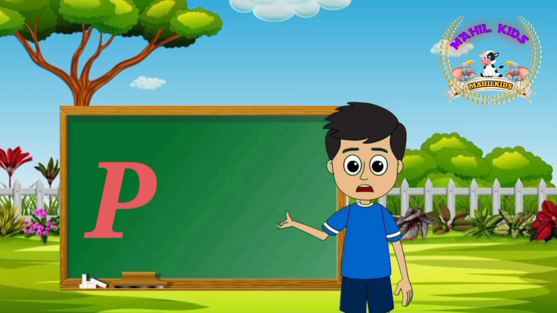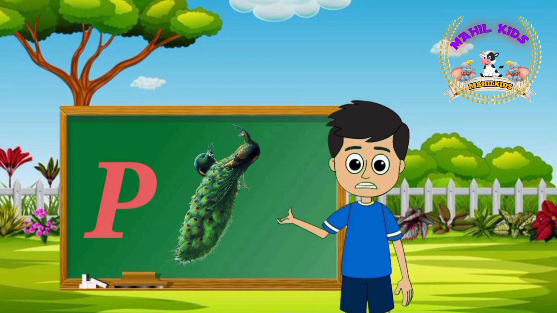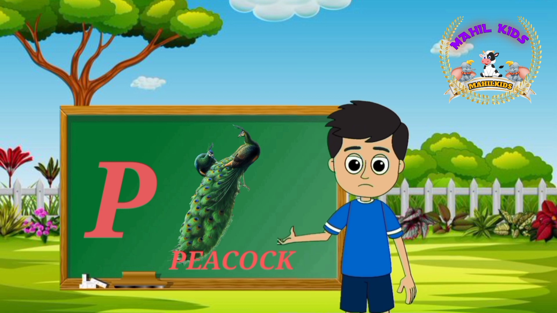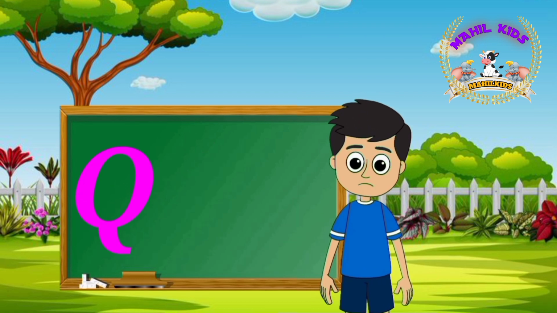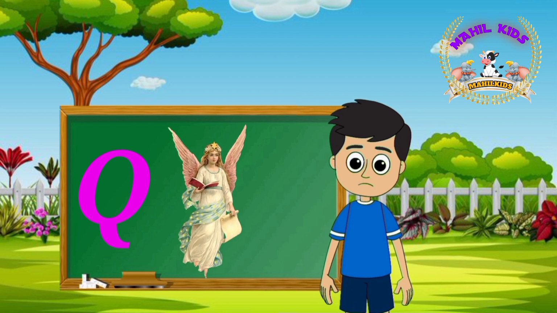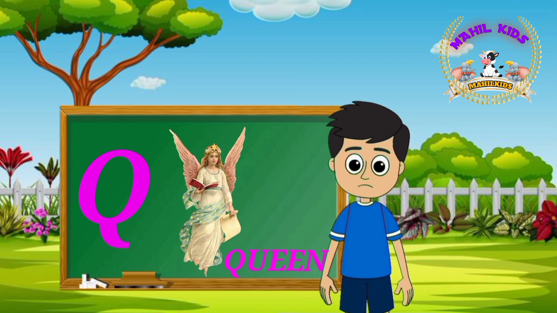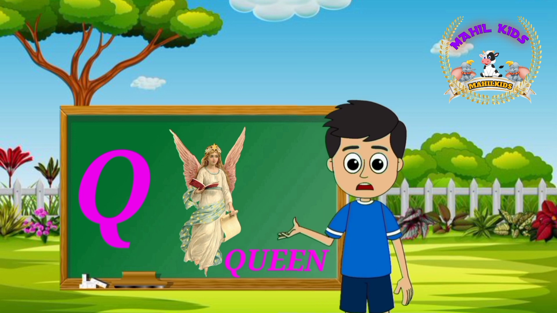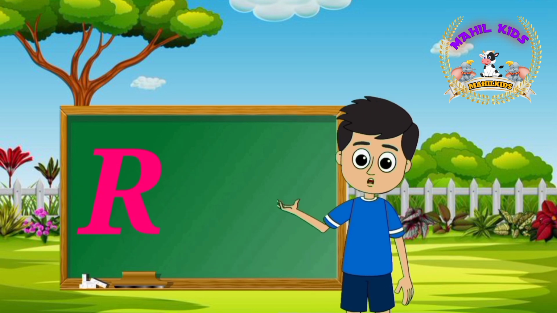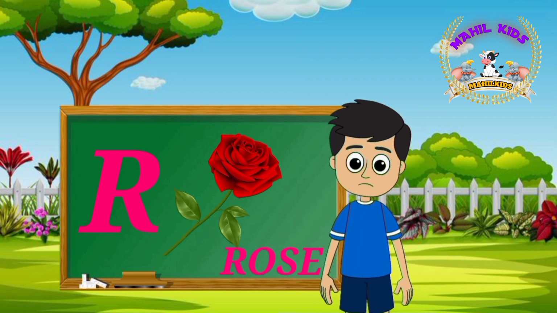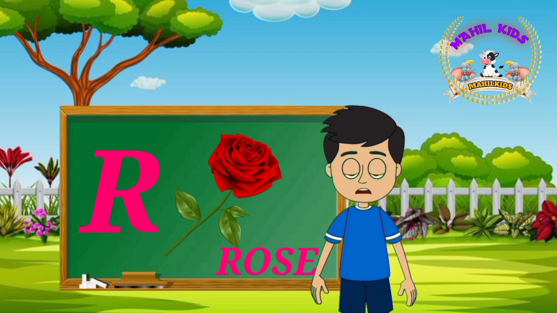P for peacock. P E A C O C K peacock. Q for queen. Q U E E N queen. R for rose. R O S E rose.